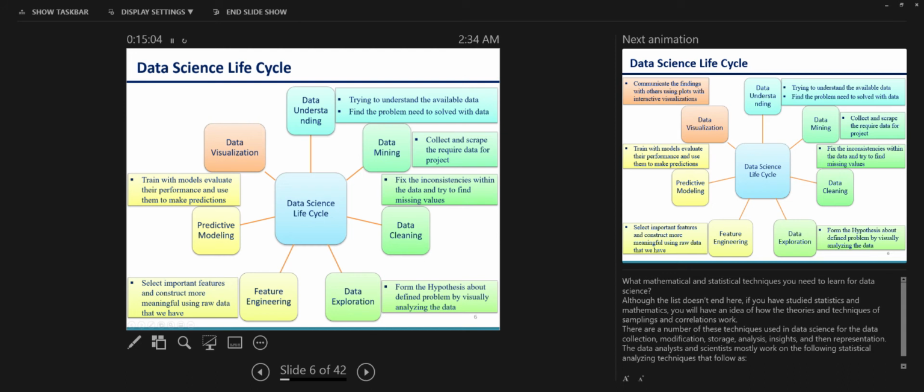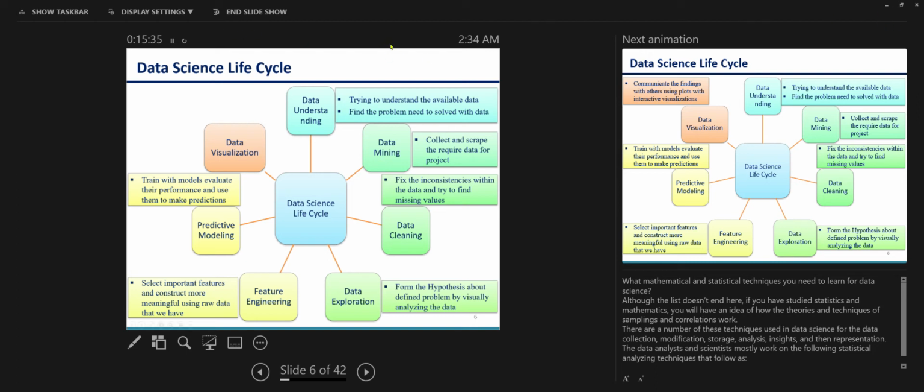Predictive modeling is using, training, and evaluating models, and using them to make predictions. We use regressions and those types of statistical methods to predict, based on the data, what possibilities are going to happen, by analyzing the data. And last, we have data visualization: what we are going to predict, we present in the form of predictions.